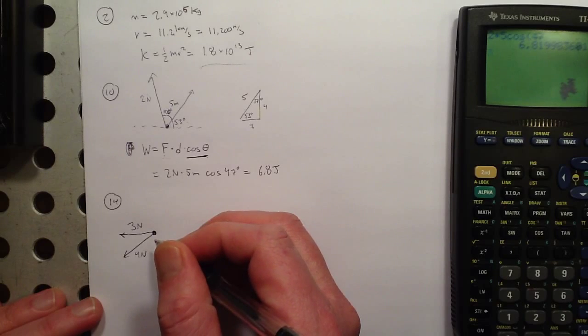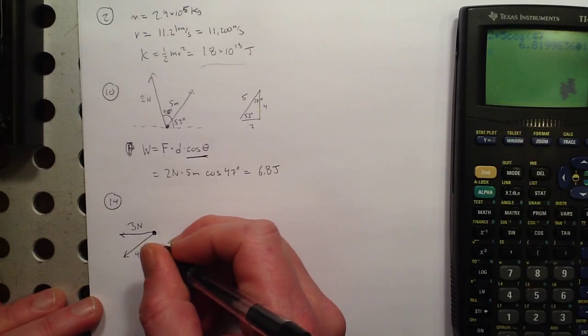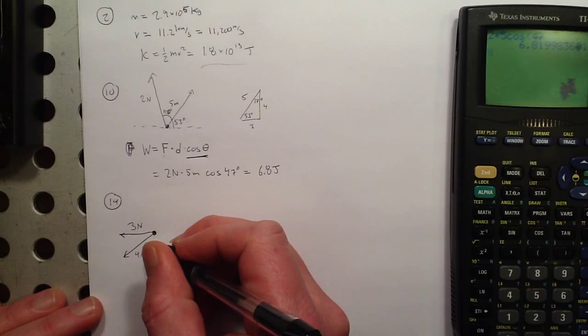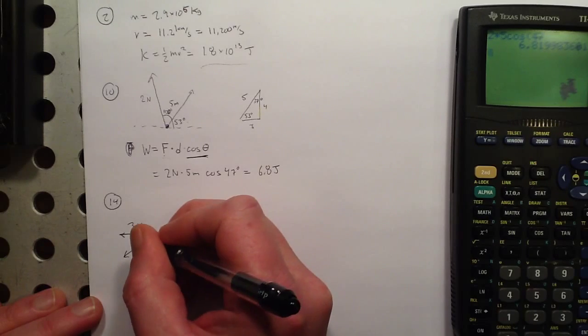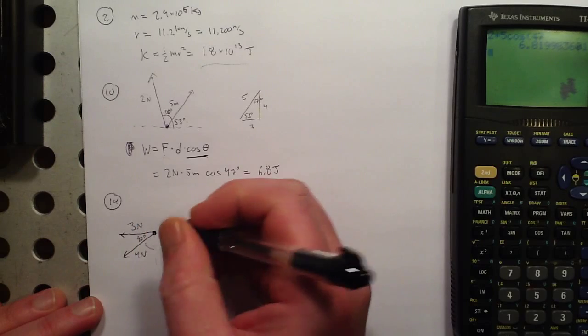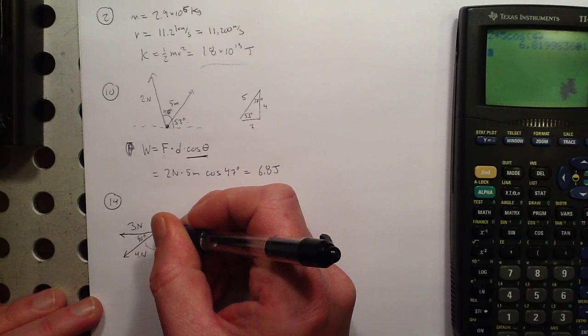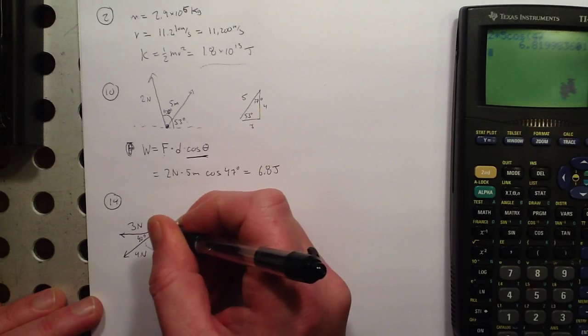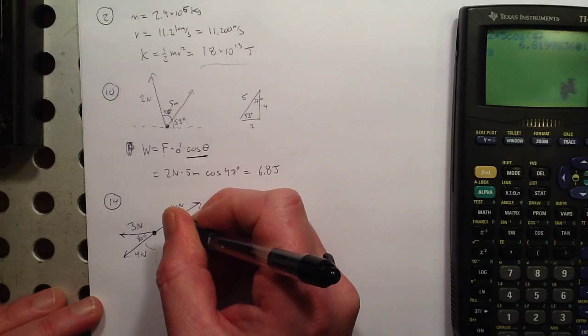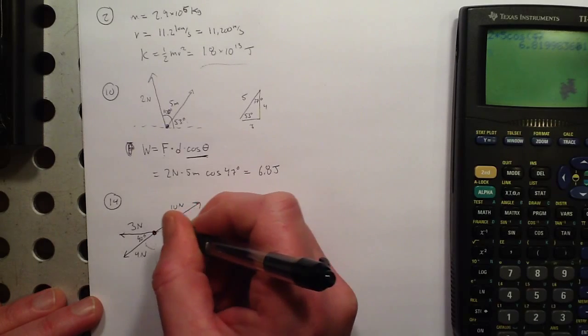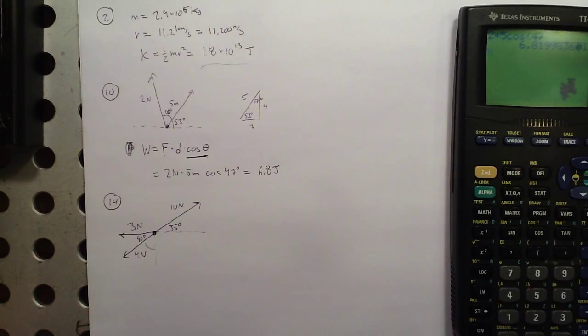And what's the angle there? Angle 2, they're giving me this angle here, which is 50 degrees, which would make this 40 degrees. I'm going to use that one. And then force 3 is 10 newtons, and this is 35 degrees. And they want to know what's the net work done on the canister.